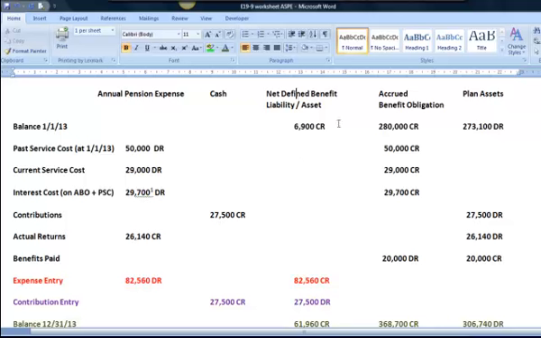And the net defined benefit asset or liability would give us the amount that we're over or underfunded during the year. If we're underfunded, which is the difference between the ABO and the plan assets, and you can see the liability for pensions to pay retirees. The obligation we have to pay our retirees is $280,000, but we don't have enough dough. We only got $273,100 in the plan. Well, not everybody's going to retire at the same time, right? And don't forget, retirees die, so we're not paying them all.